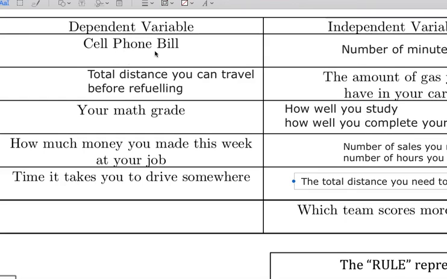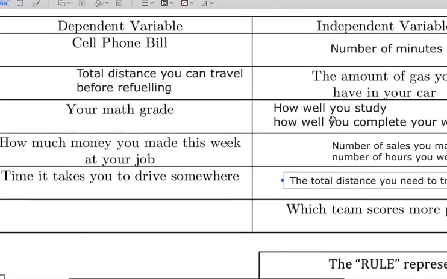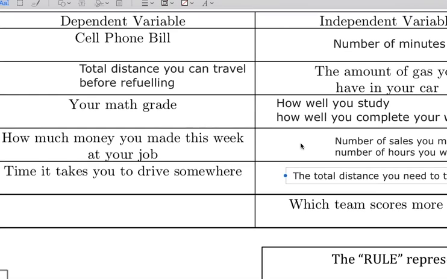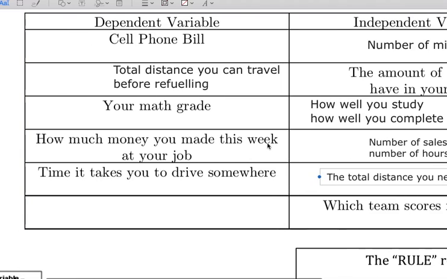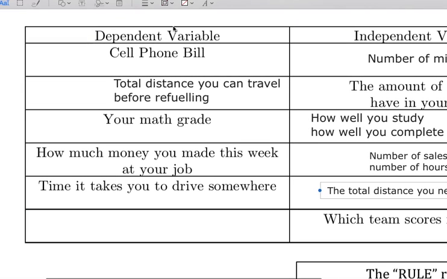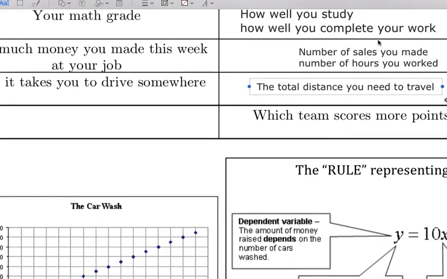This number here is always watching this variable here. This variable is watching this variable. Your math grade is watching how well you complete your work, right? How much money you made this week is going to depend on the sales you made or the hours you worked. This is the whole idea between dependent variable and independent variable. This is always something that gets determined by the independent variable.